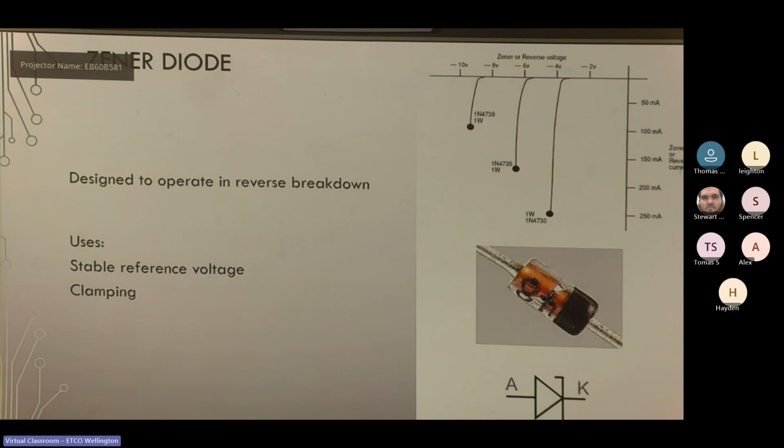We look there at the curve. So at negative 2 volts, it starts to conduct. And then at negative 6 volts, it starts to conduct. At negative 8 volts, it starts to conduct. Who can think of a purpose for this type of diode? So what would you use it for? Explain how you would use it.